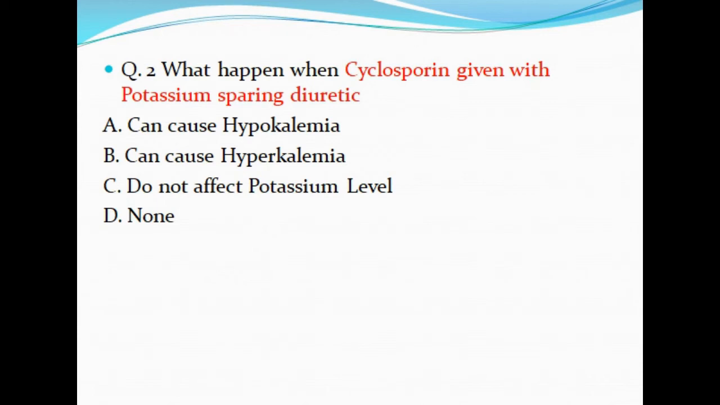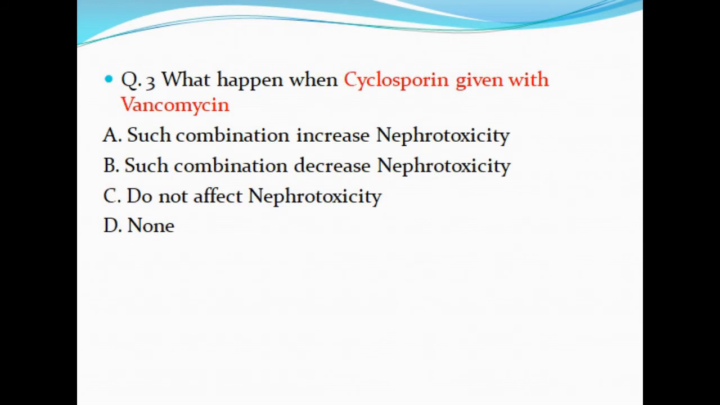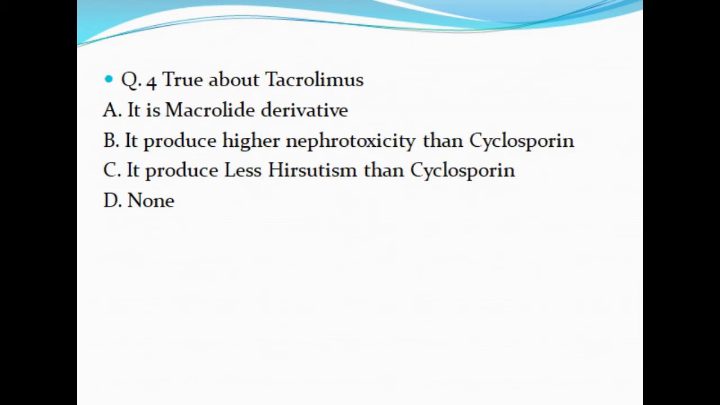Question number 3, what happens when cyclosporin is given with vancomycin? A. Such a combination increases nephrotoxicity, B. Such a combination decreases nephrotoxicity, C. Does not affect nephrotoxicity, and D. None of these. Question number 4, true about tacrolimus. A. It is a macrolide derivative, B. It produces higher nephrotoxicity than cyclosporin, C. It produces less hirsutism than cyclosporin, and D. None of these.